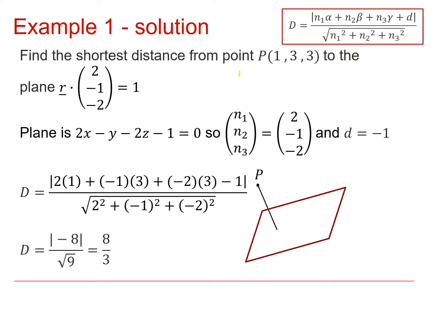There's that written up neatly for you. Here you can see I've extracted the plane in the form I would expect from the formula, and then from that extracted n1, n2, n3 and d. Plug those into the formula, and then out comes the final answer. And remember, it will be a positive value. This modulus here will strip the negative out.